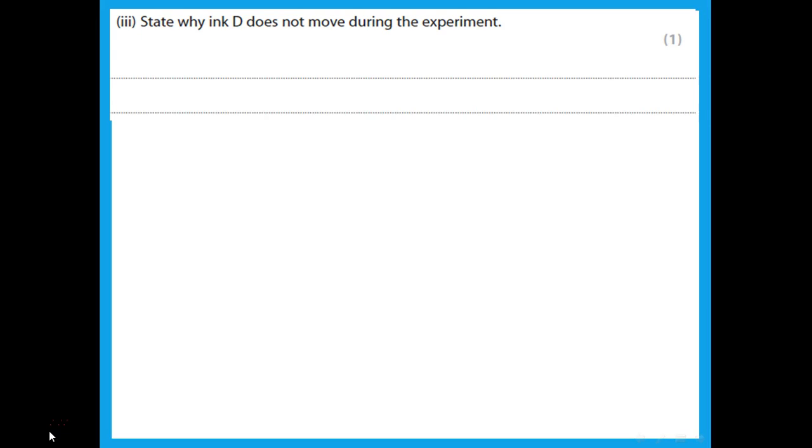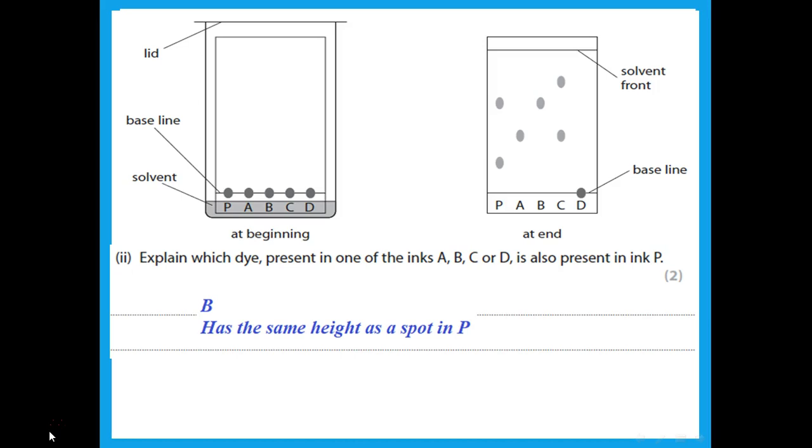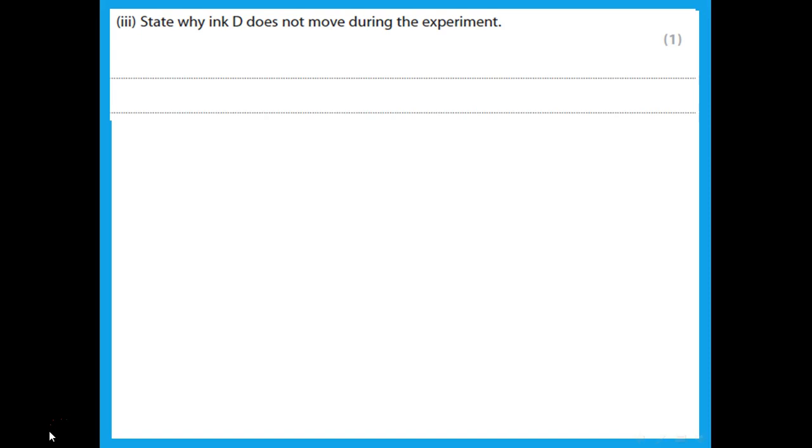State why ink D does not move during the experiment. So ink D was something that stayed. Can you see that? D is a spot that stayed on the baseline. State why ink D does not move during the experiment. We said if a spot does not move up in the chromatogram, then it means it is insoluble in the solvent.